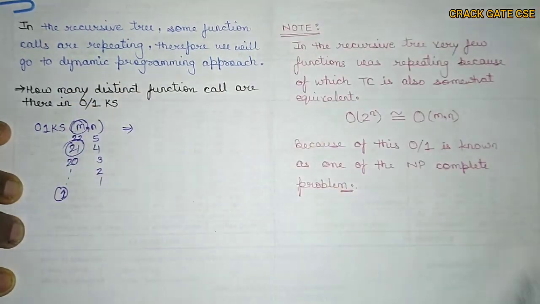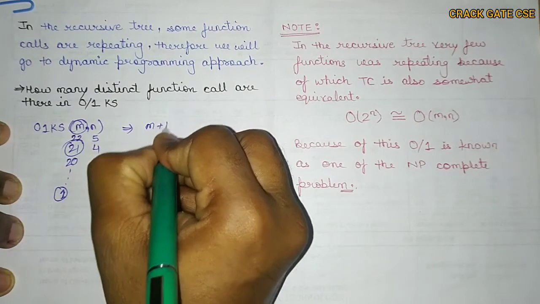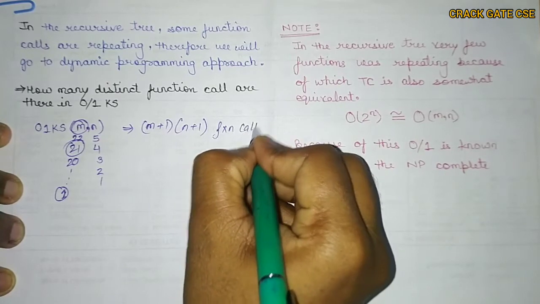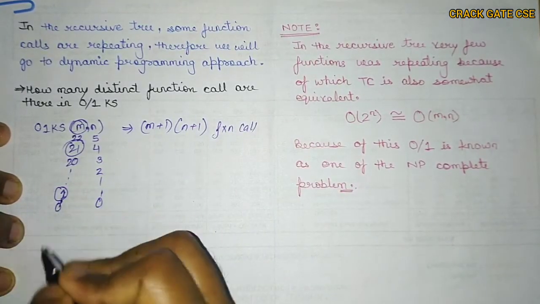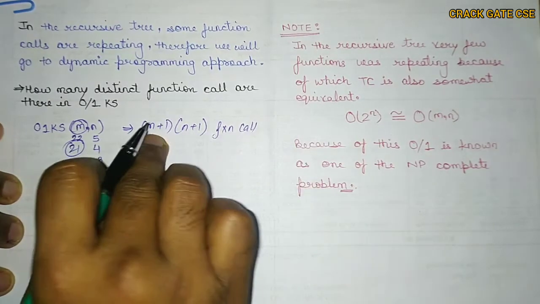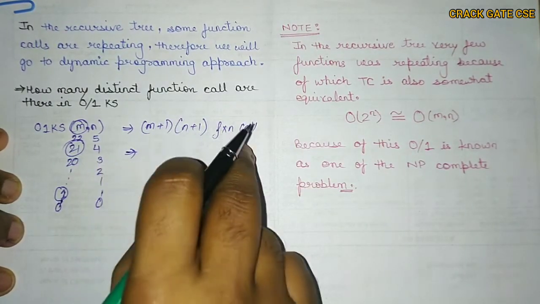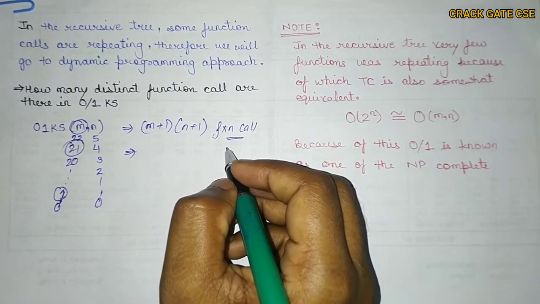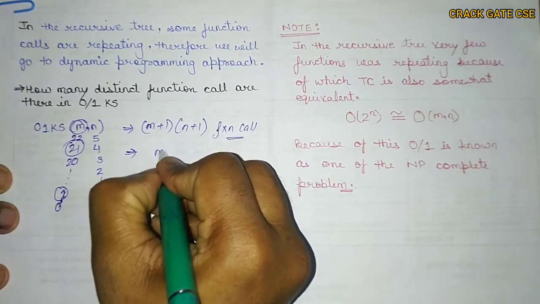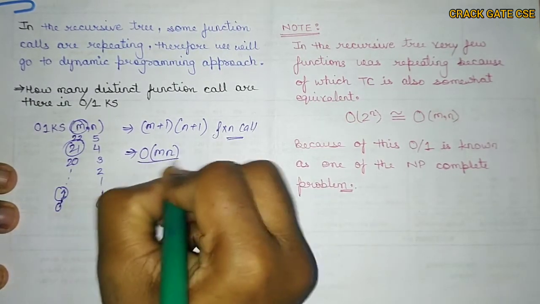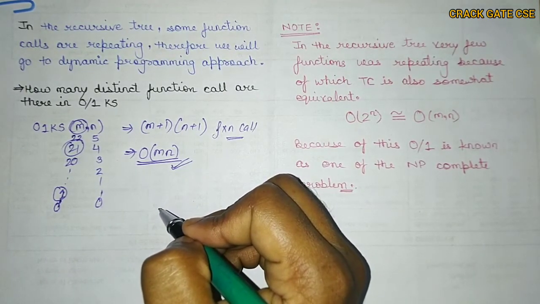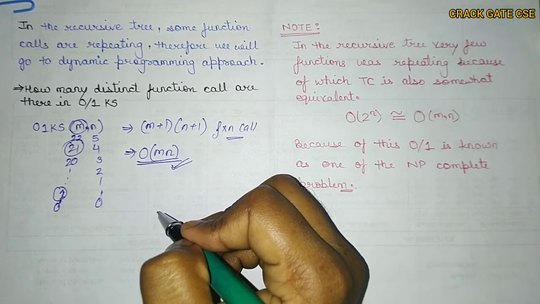Therefore we can say that there will be m plus 1 comma n plus 1 function calls, because there will be 0 also at one place, right? So if there are m plus 1 and n plus 1 distinct function calls, and each function takes a constant amount of time to solve, can I say that the time complexity will be order of mn? Yes. So you can see that the time complexity has been somewhat reduced from 2 to the power n to m into n.